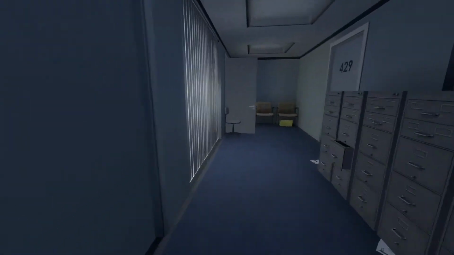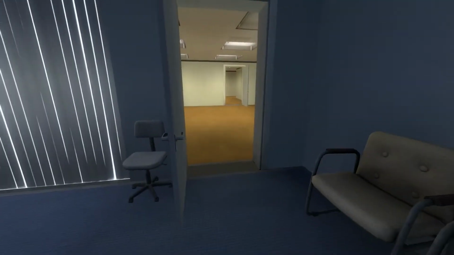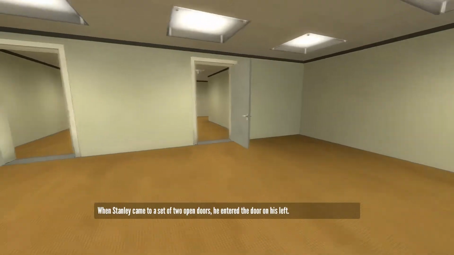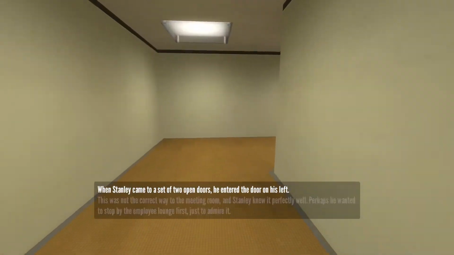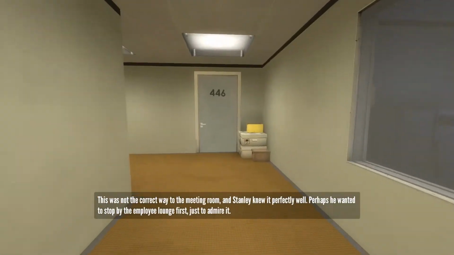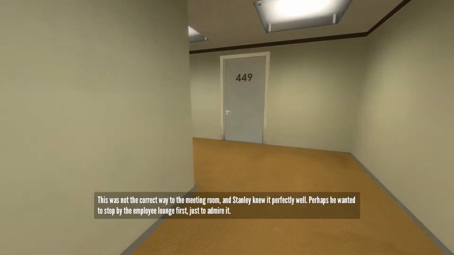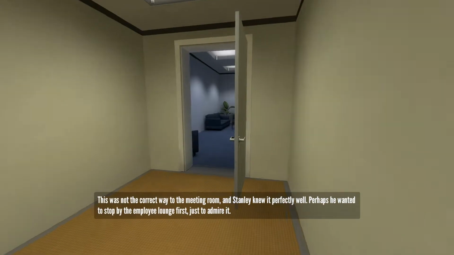Okay. I've never seen this. When Stanley came to a set of two open doors, he still did not enter the door on his left. This was not the correct way to the meeting room, and Stanley knew it perfectly well. Perhaps he wanted to stop by the employee lounge first, just to admire it.